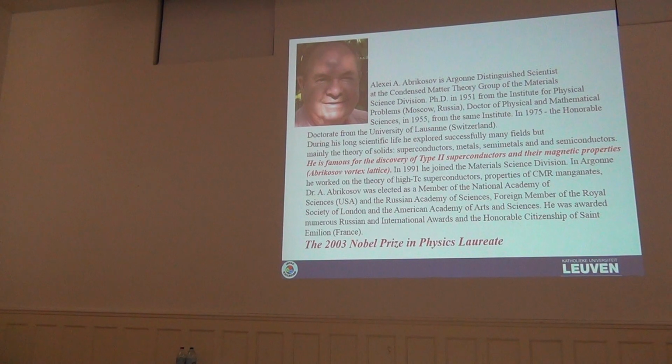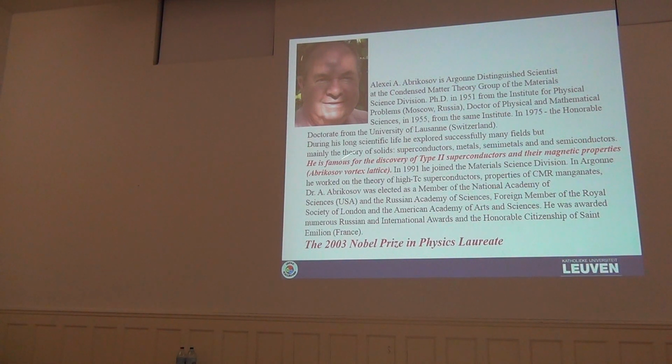And actually, Abrikosov came up with the idea that besides this so-called type 1 superconductivity, there is another sort of superconductivity, the so-called type 2 superconductivity. And for that, he got his Nobel Prize. In '91, he moved from Russia to Argonne, where I suppose Valery had a lot of discussions with him.